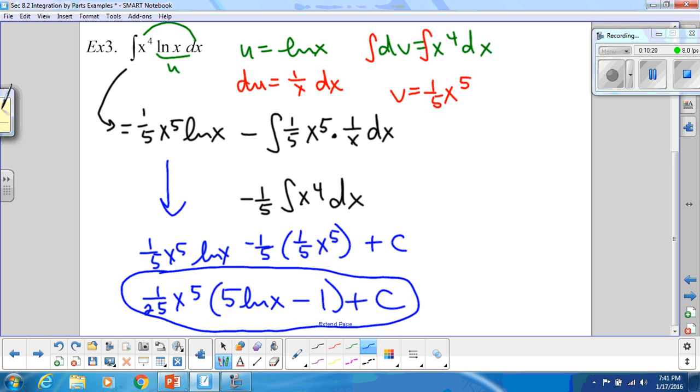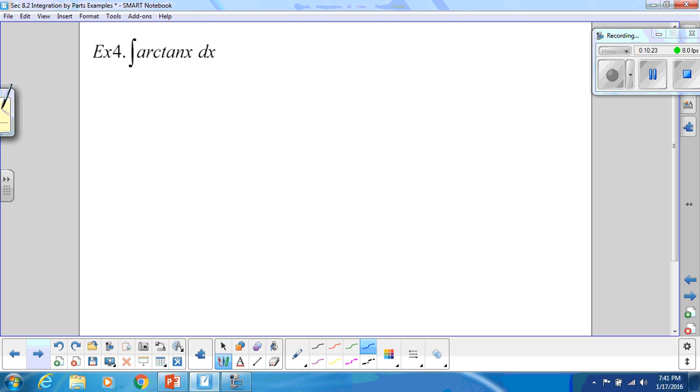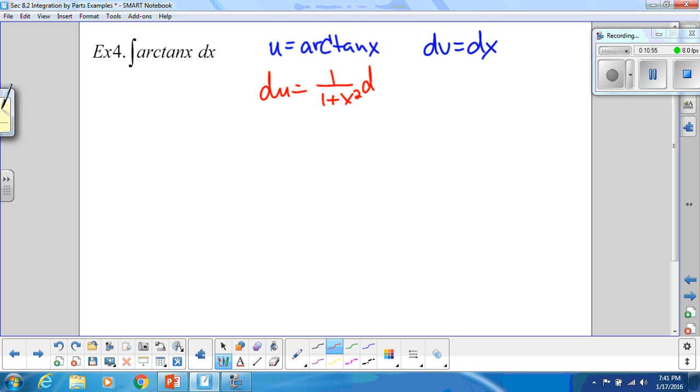All right, so moving on to example 4. We have the integral of arctan of x dx. So this one looks kind of weird because we don't have two functions. So we're just going to follow LIATE again, make u the arctan of x, and then that makes dv simply dx. So when we do the derivative, remember your derivative of arctan is 1 over 1 plus x squared dx, and then the integral of dv is simply going to be x.